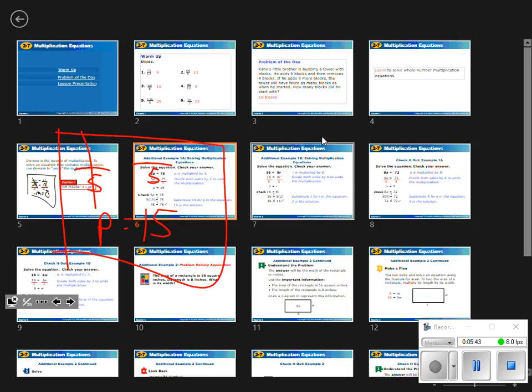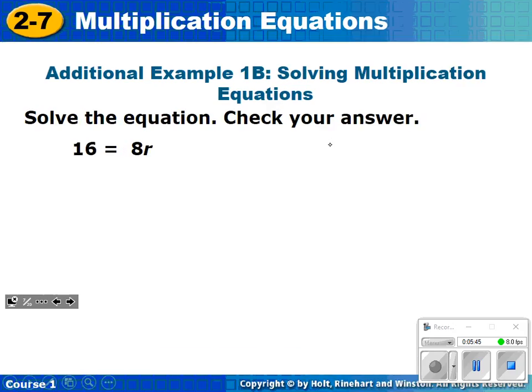Okay, on your whiteboards. Everybody show me that one. Oh, it's confusing though. The R is on the other side. Don't worry about it.